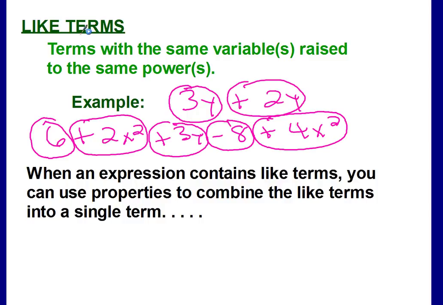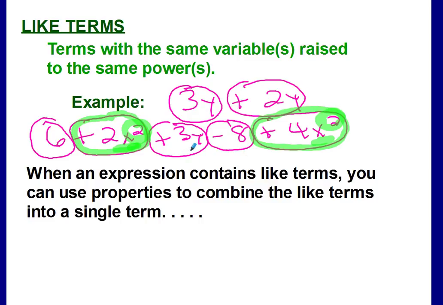So if you want to look for the like terms, terms have the same variable raised to the same power. So our first variable term is x squared. Do we have any other terms that have an x squared? This one is a y, this one is an x squared. So these two are like terms. They have the same variable x and they are raised to the same power. Their x's are both squared. So they are like terms.